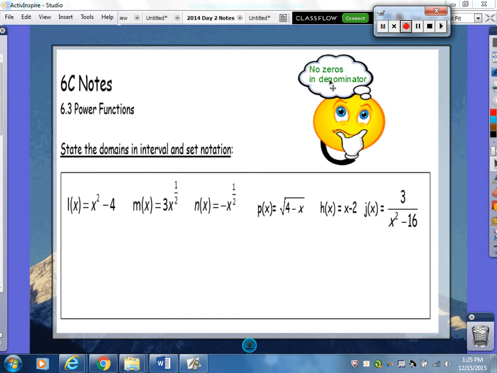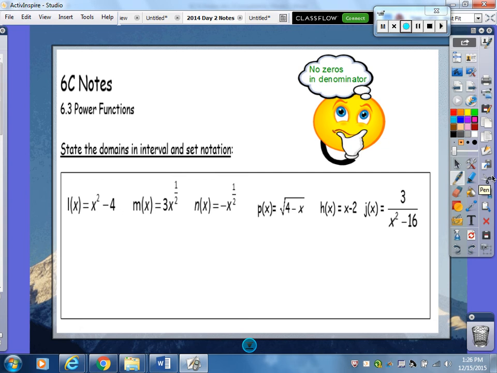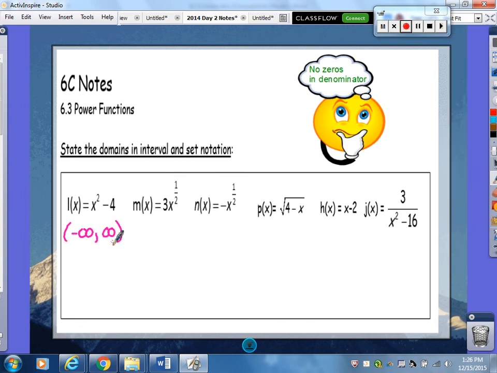All right, so let's look at L of x, which is x squared minus 4. Well, that's a quadratic. So you should remember that the domain of a quadratic is negative infinity to positive infinity, or all reals. Okay? All right, look at m.